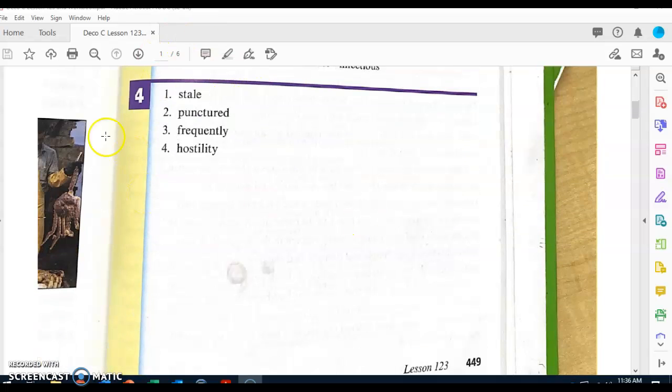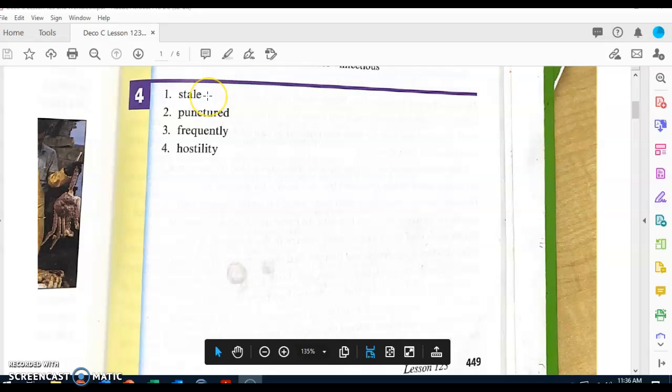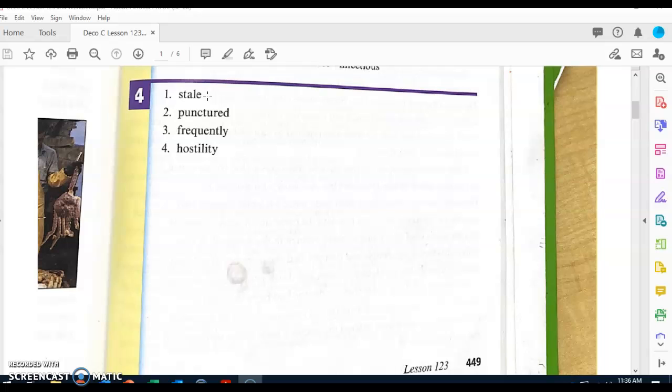Let's go ahead and look at part 4. We're going to talk about what those words mean. Word number 1. What word? Stale. Now, stale means not fresh. Everybody, what's another way of saying this bread is not fresh? Get ready. This bread is stale.